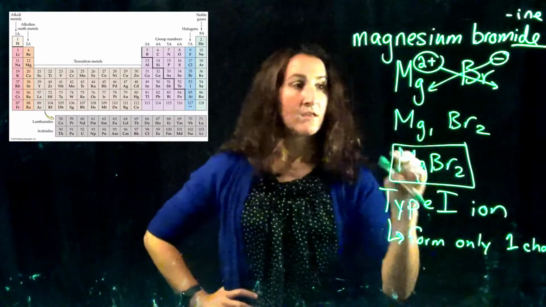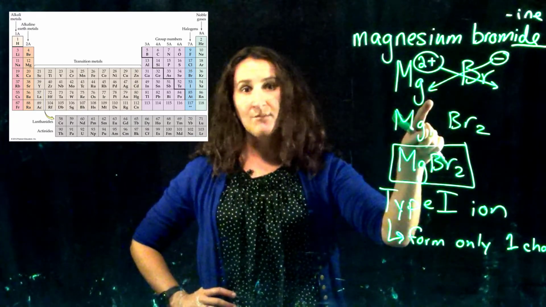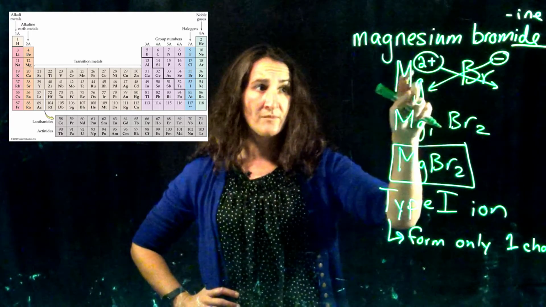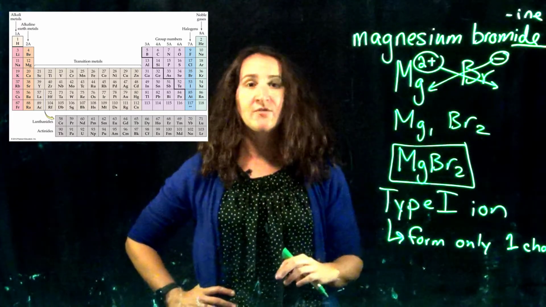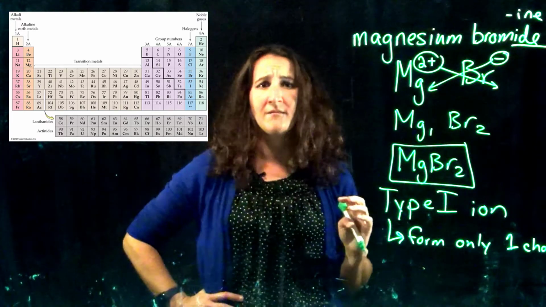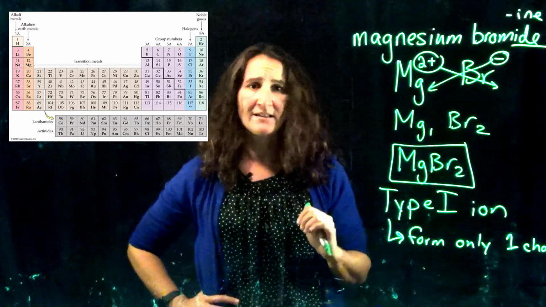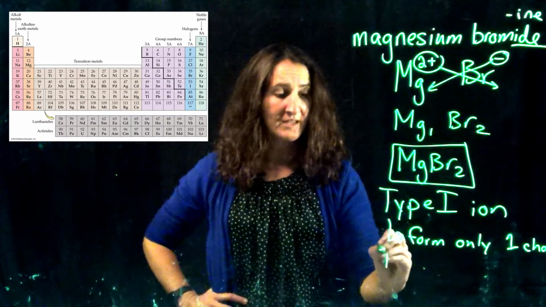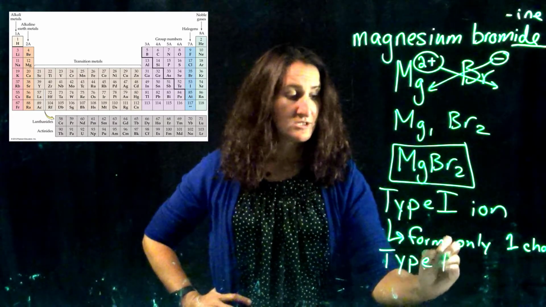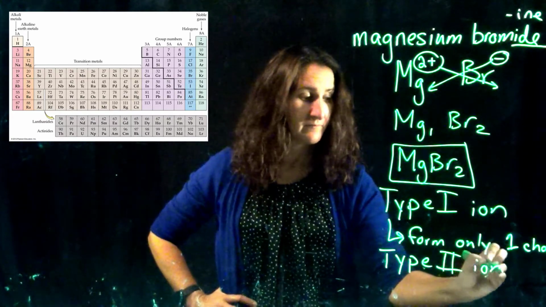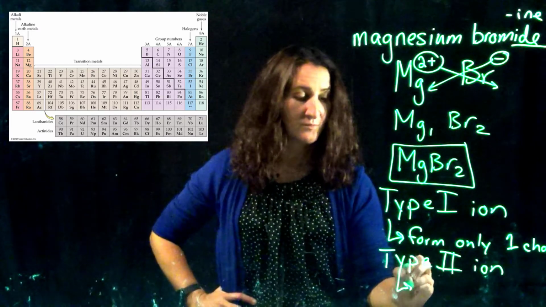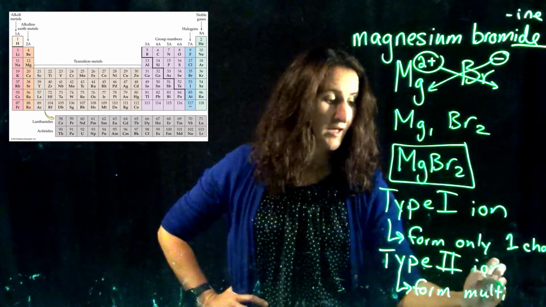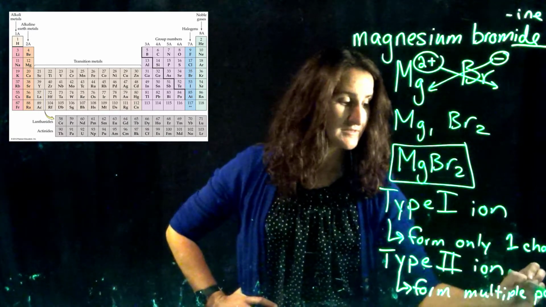Meaning, your cations here, magnesium only forms a 2+. It doesn't form a 3+, it doesn't form anything else. It just forms one type of charge. So if you have things like copper, chromium, manganese, iron, those are going to have more than one charge. So those would be a type 2 ion, and these will form multiple possible charges.